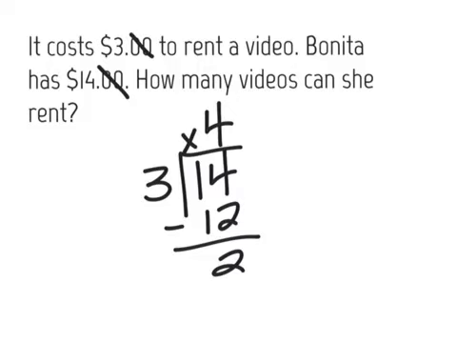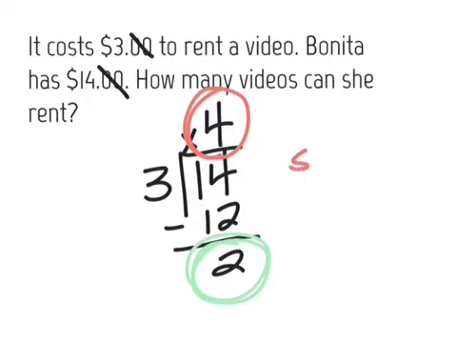What that tells me is that she can rent 4 videos. She can rent 4 videos. What this 2 represents down here at the bottom is the money that she would have left over. And because it costs $3 to rent, we can't try to cut a deal with the movie rental place. So she would rent 4 videos and she would have $2 and change, which we would just ignore.